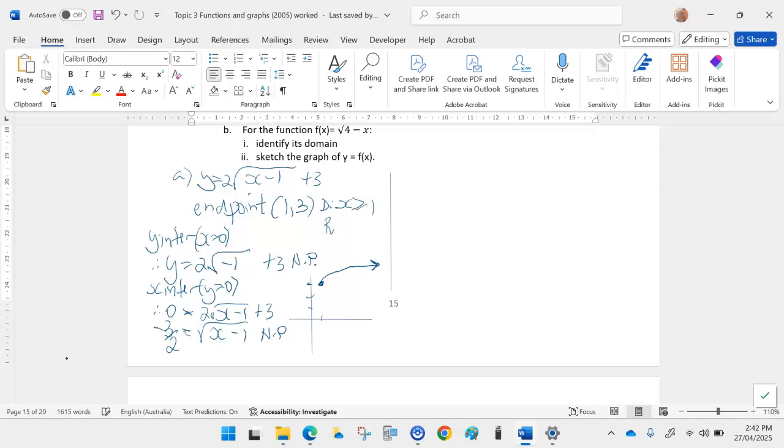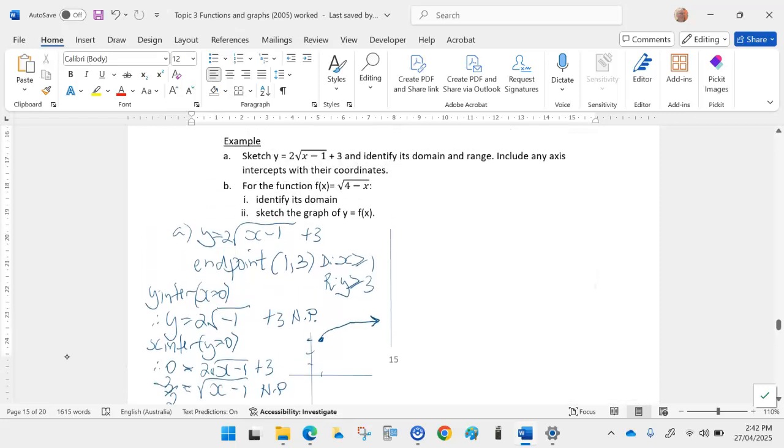What about our range? Well, our range starts at a y value of 3 and then goes upwards. So this arrow indicates that it goes all the way up to positive infinity again. So in this case, all our y values are greater than or equal to 3, starting at 3, going all the way up to infinity.